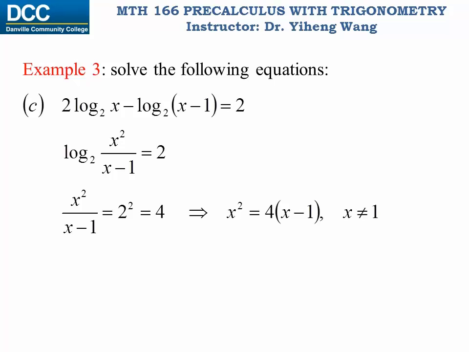But be careful, you want to make a note that x cannot be 1 because originally the denominator cannot be 0. And now, rearrange this, we get a quadratic equation. From here, we can solve for x to be 2. And you want to double check to see if this solution will satisfy the original equation, and it is a valid solution.